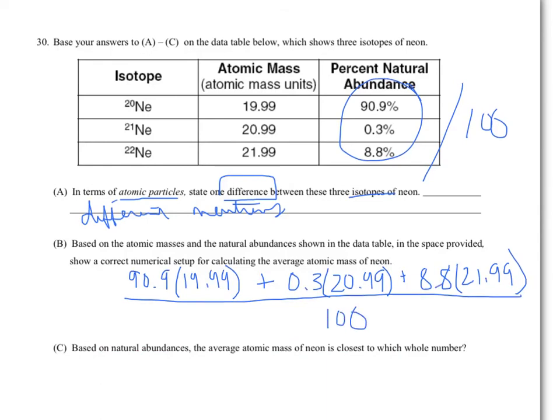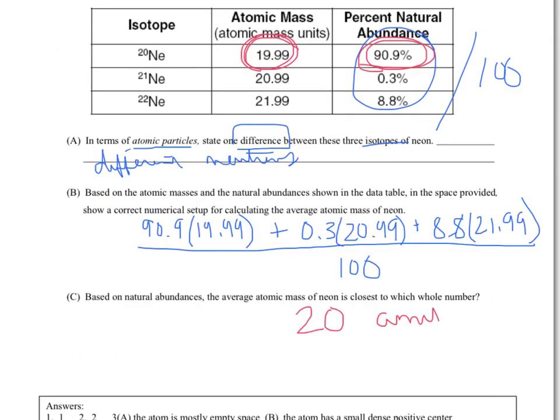The next question asks, based on the natural abundances, the average atomic mass of neon would be closest to what whole number? So we can see that the largest percent abundance is 90.9. And that corresponds with this mass. And this mass is closest to the mass of 20 atomic mass units. This concludes the review for the atomic structure test. Good luck!